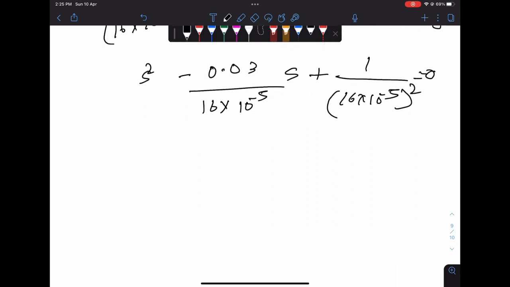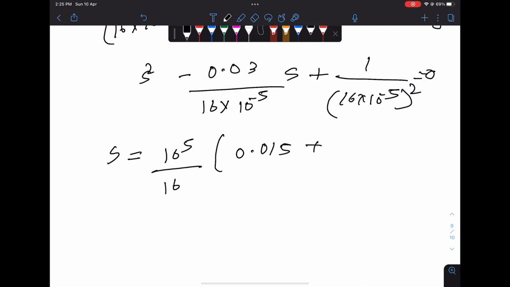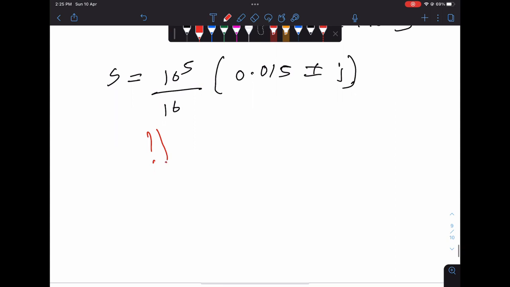So this will be our equation. If you solve for this, you type in the calculator, you can get this answer as 10 to the power 5, 16, 0.0015 plus or minus j. This will be our answer. So the main criteria we used in this part is the Barkhausen criteria, that is A times beta should be 1.